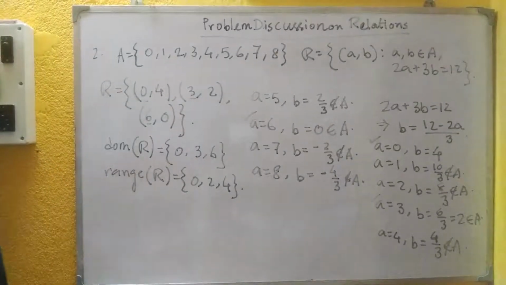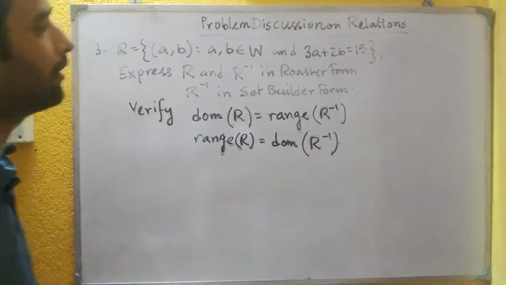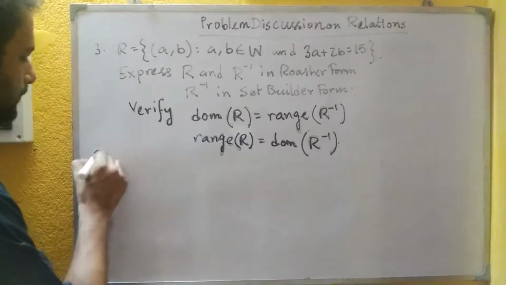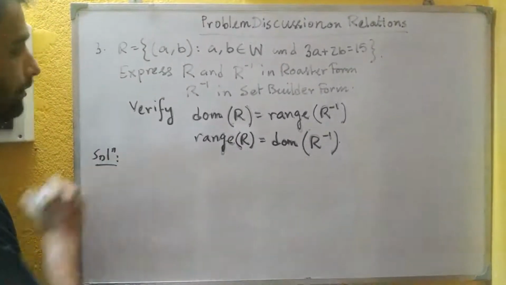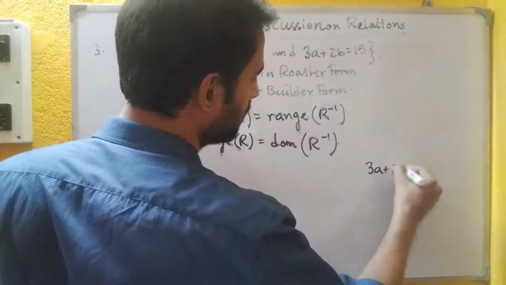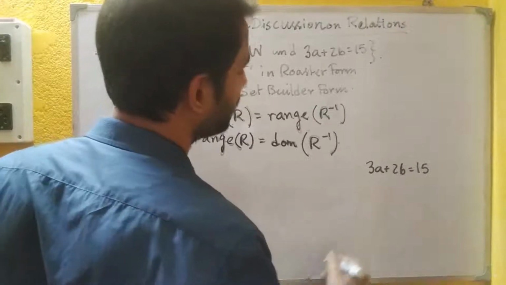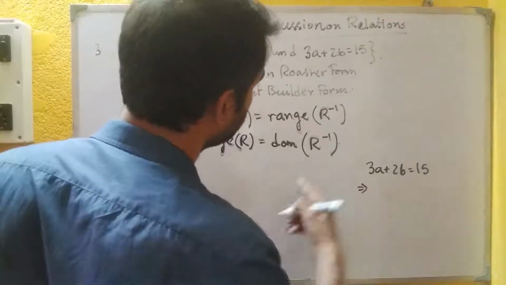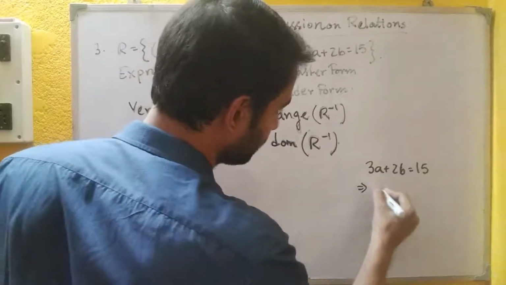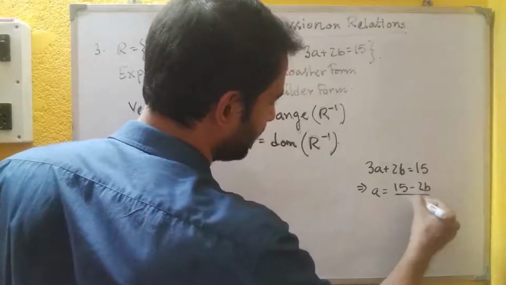Let us see. Okay, so in the same manner we will start. First of all, we are taking the relation, that is the rule, 3a plus 2b equals 15. Now you find any one of the values A and B. So let us find here A. That should be (15 minus 2b) divided by 3.